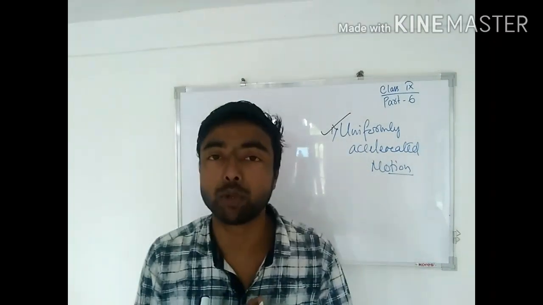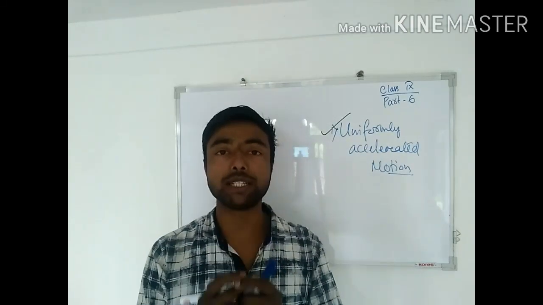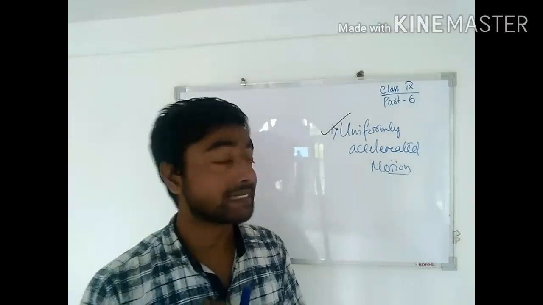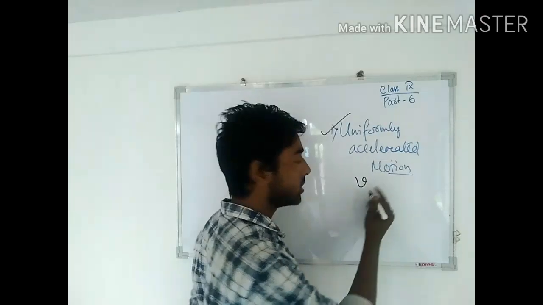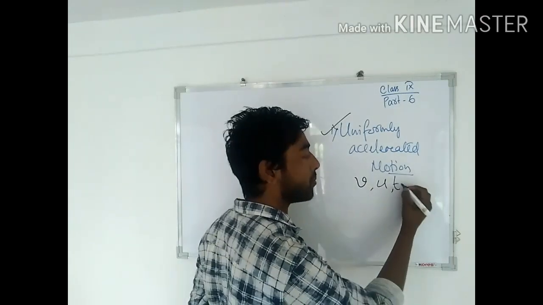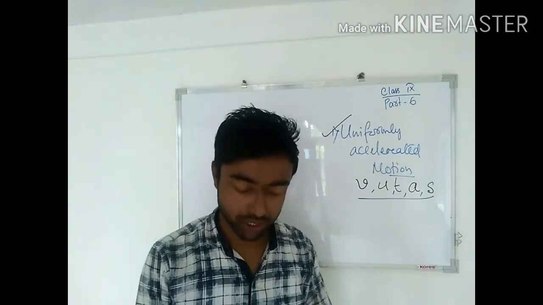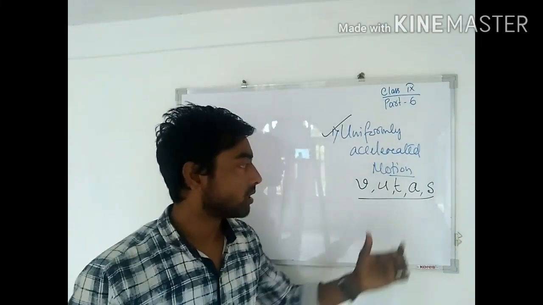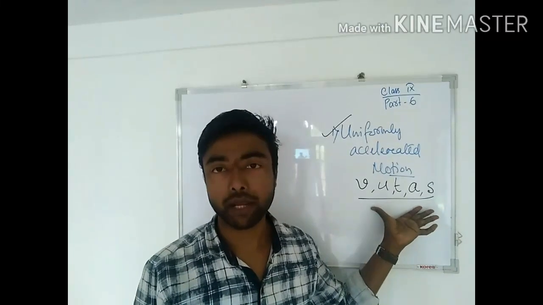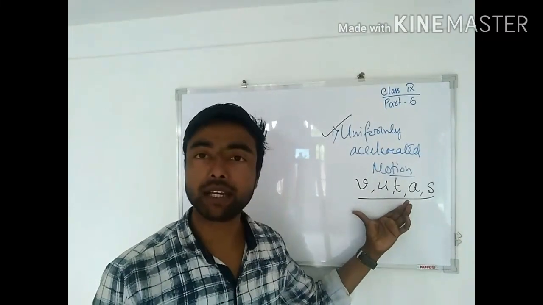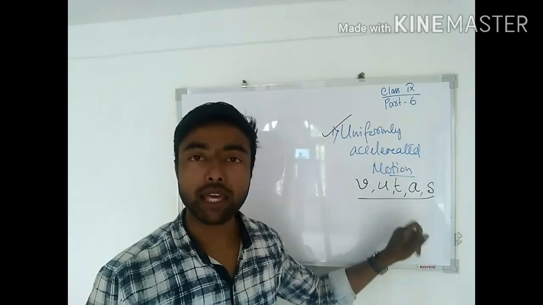What is equation of motion, that is very important. Equation of motion is that equation which relates final velocity, initial velocity, time, acceleration and distance traveled. Equation of motion is a relation which relates among these parameters. There are 5 parameters. V is the final velocity, U is the initial velocity, T is the time, A is the acceleration and S is the distance traveled.